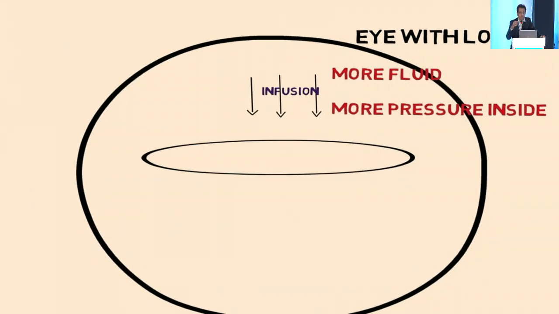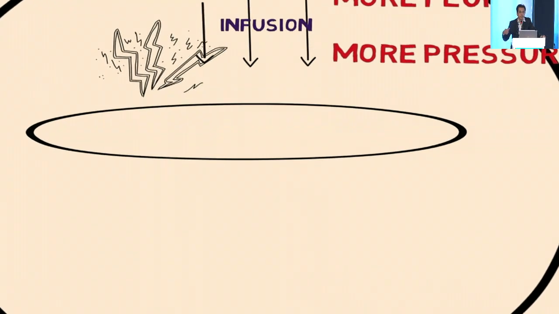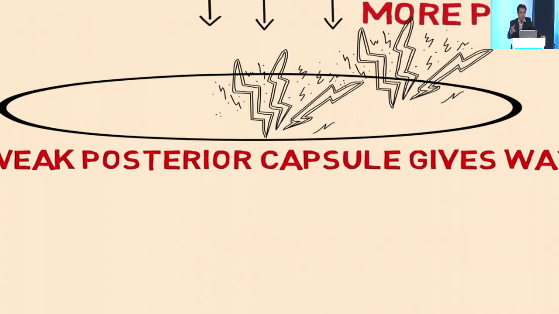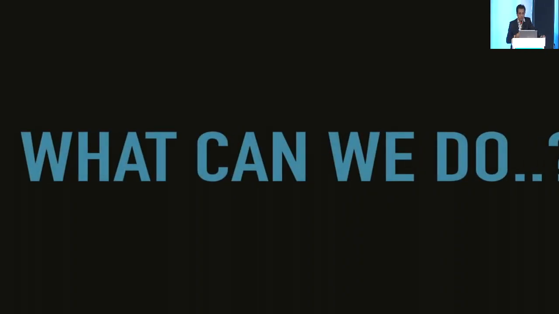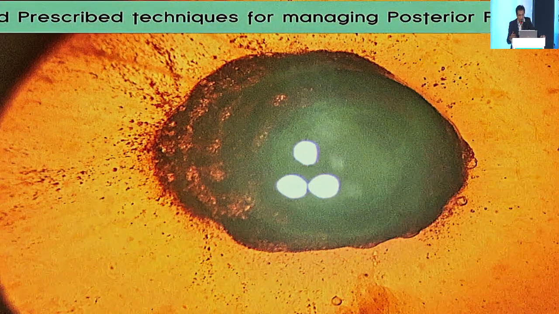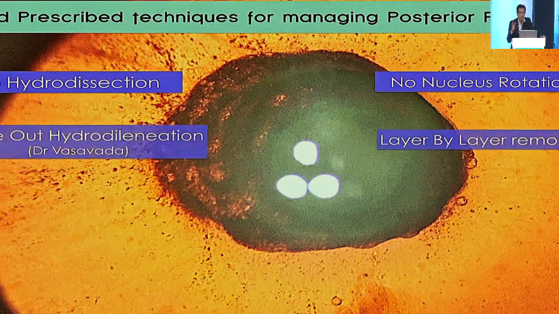And what happens is this: the zonules are stretched, making the capsule taut. And that's the reason why, without even touching it, just the high infusion pressure breaks the capsule. So with complications, we all learn most of the things, and it's proven that you don't have to have these complications. You're just a little bit aware of the things.